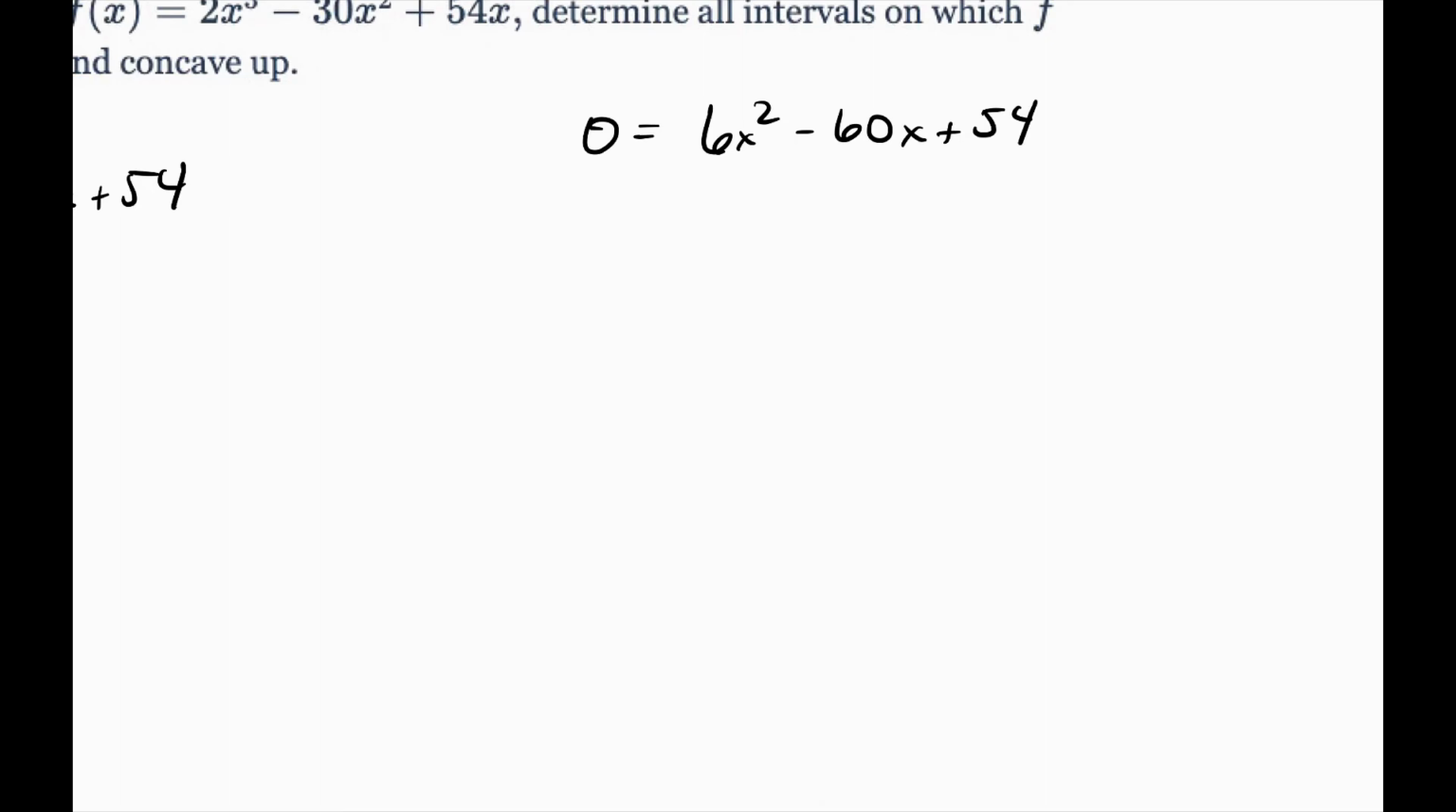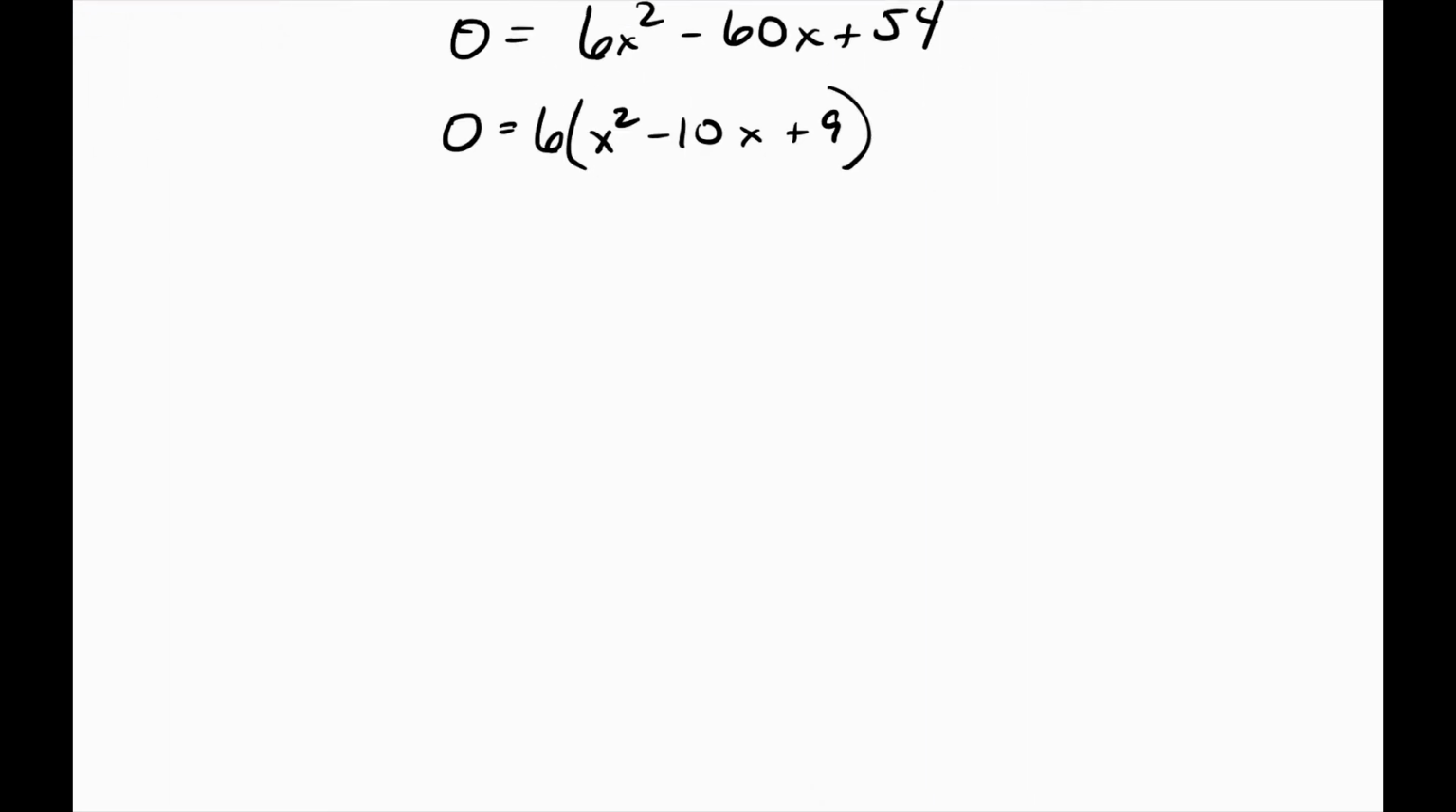Next thing is GCF. Is there a GCF in negative 60 and 54? 6. If you're solving and you don't do the GCF, it won't hurt. But trust me, the next step is going to be a lot easier if you do GCF. Because the next step is multiply the leading coefficient of the first term times the last term. And it's a lot easier to multiply 1 times 9 than 6 times 54. Okay?